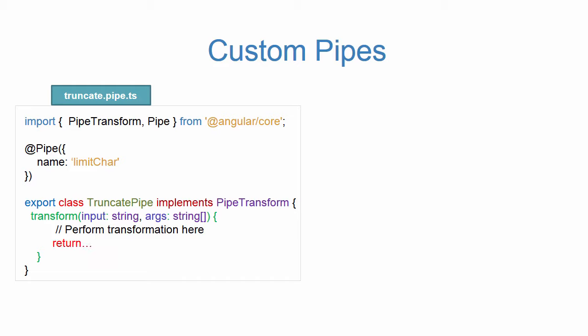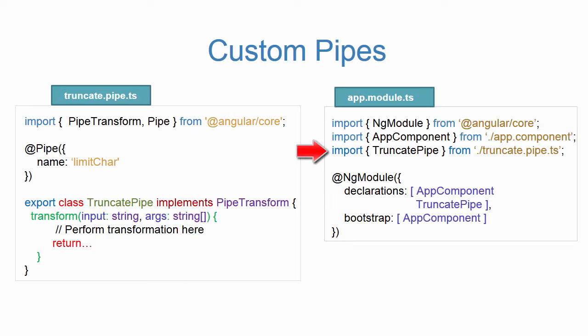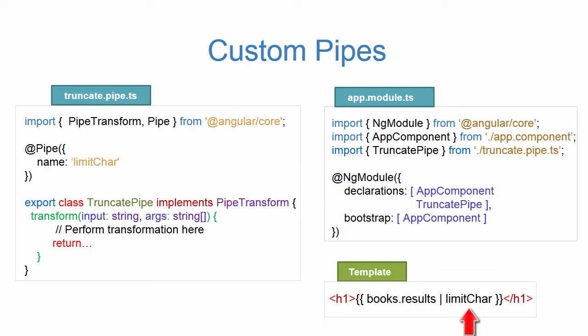Once our pipe is built, we need to add it as an import to our app module file and then include it in our list of declarations like this. Then we're able to use our custom pipe inside of the HTML file the same way that we use built-in pipes. So now that you know what's involved in creating a pipe, let's add a new custom pipe into our application.